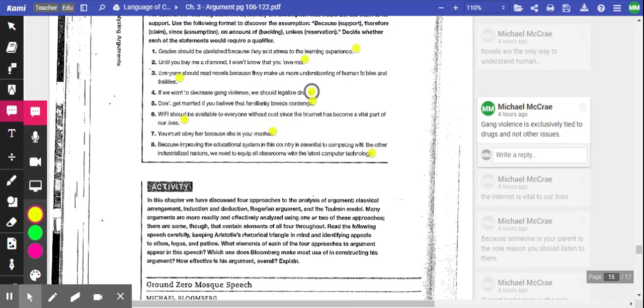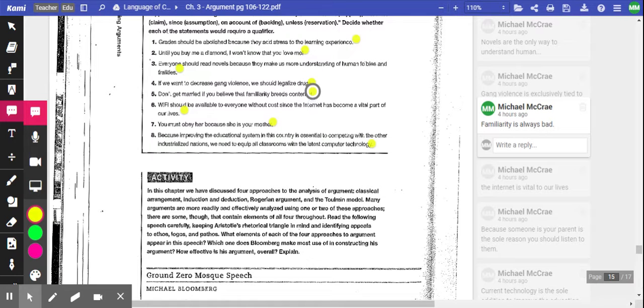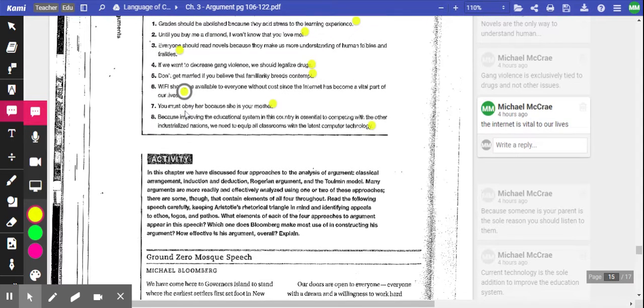Don't get married if you believe that familiarity breeds contempt. The assumption here is that familiarity is always bad. Just because you are close to someone and see them every day doesn't necessarily mean that's going to lead to bad things. Wi-Fi should be available to everyone without cost because the internet has become a vital part of our lives. The assumption here is that the internet is vital to our lives.